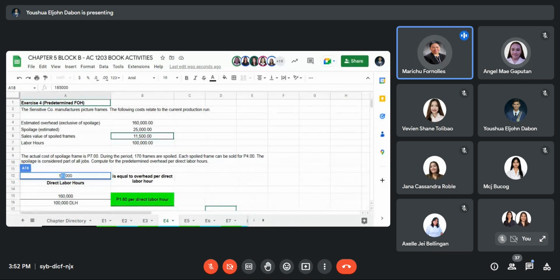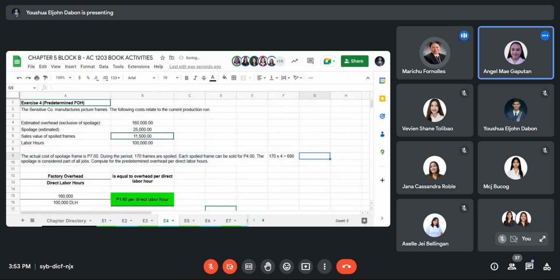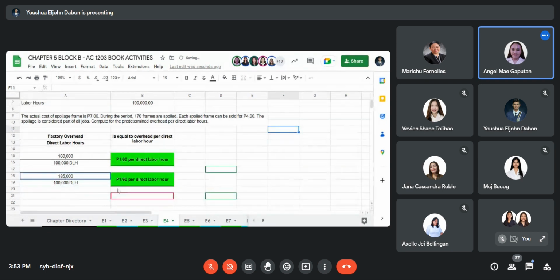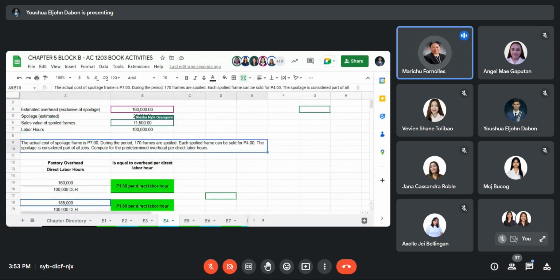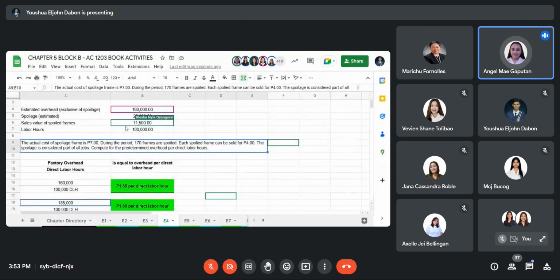Pila day selling price sa spoiled frame? 4 pesos, miss. Times how many frames spoiled? 170, miss. So it will be 680. Sales value. Di ba given naman ang sales value sa spoiled frames? Yes, miss. 11,500.